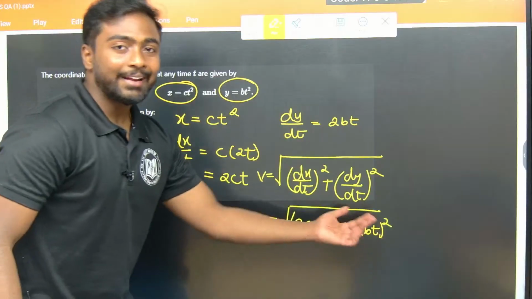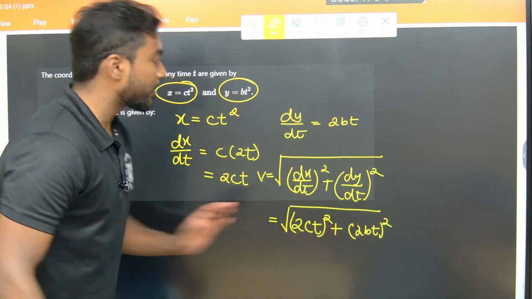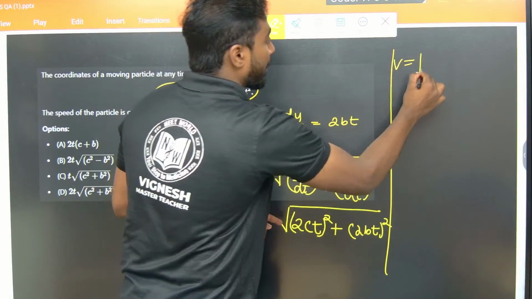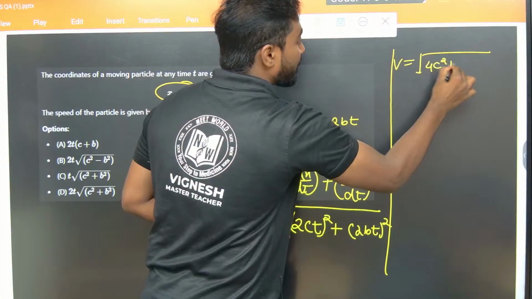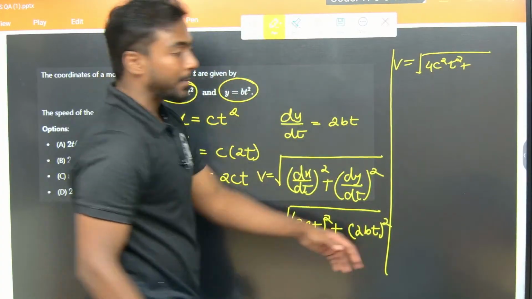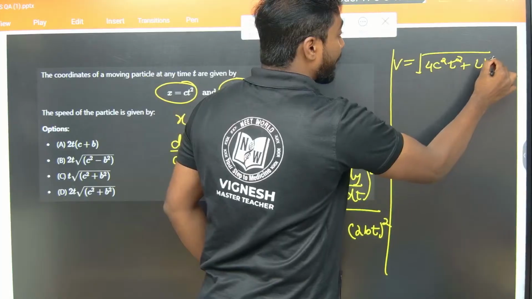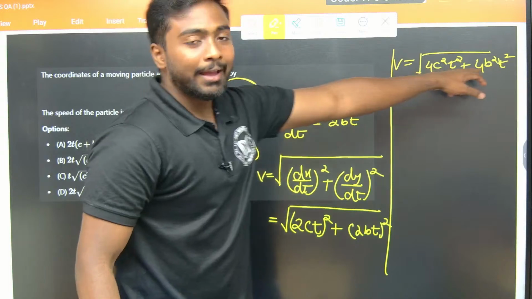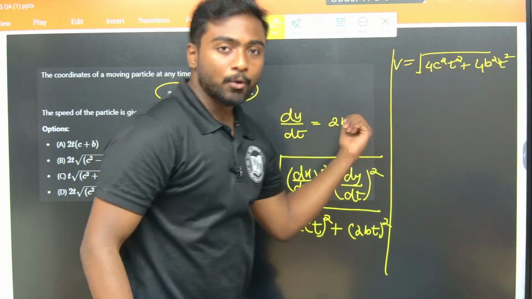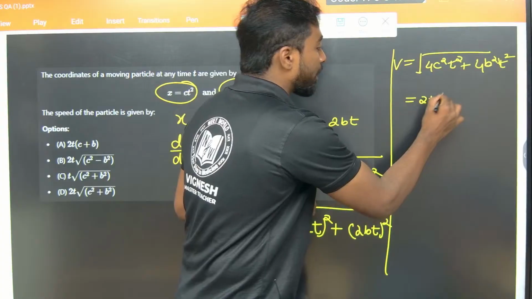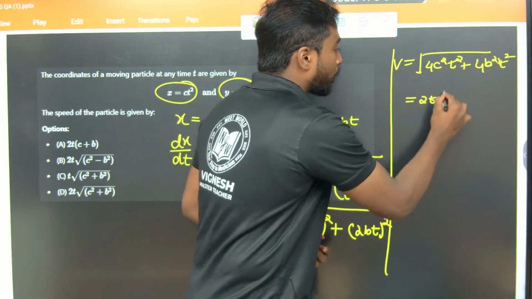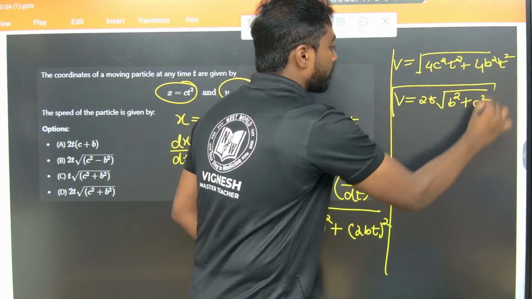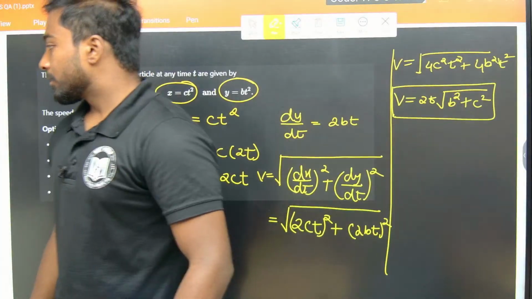So from this I can take 4t square commonly outside. I will write it here. So v is equal to root of 4c square t square plus 4b square t square, right? So 4t square I can take commonly outside, and I can take it out of the root also, which will become 2t. So under root of b square plus c square, this is the velocity or speed of the particle. This is the speed of the particle.